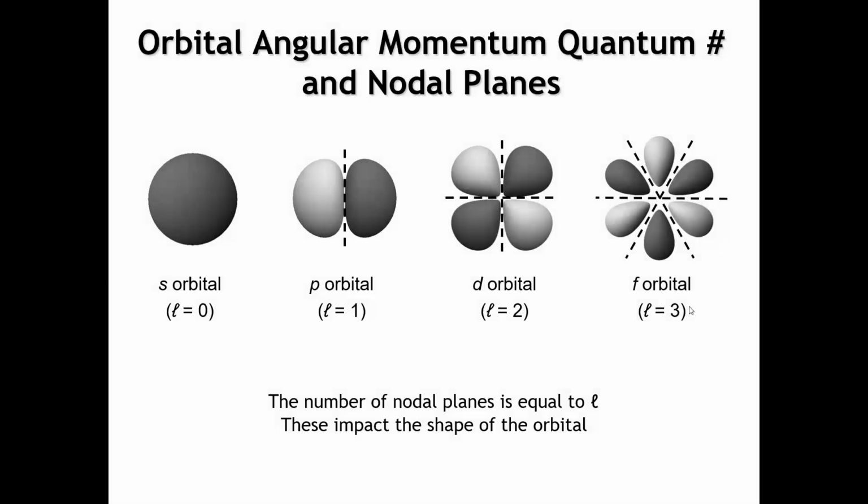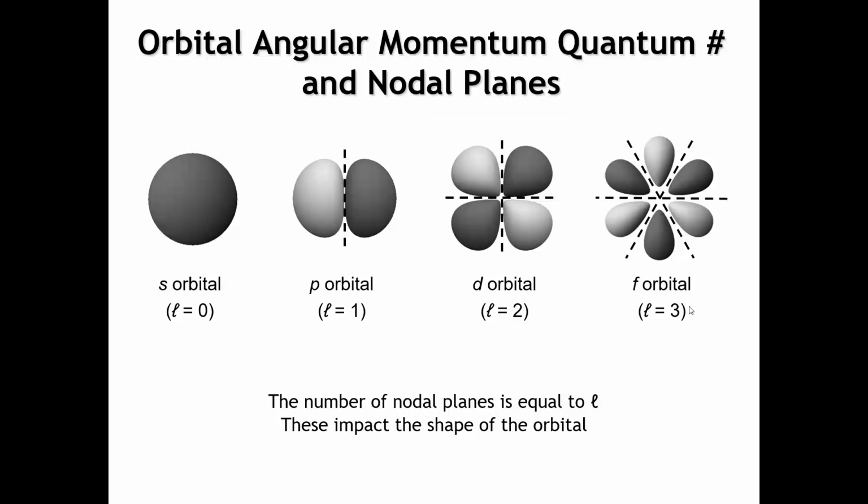Now, not all of the orbitals are s orbitals. When you go to a p orbital, the value of L is 1, and there is a plane that cuts through the orbital where the value of the wave function goes to 0. We call that a nodal plane. So a p orbital has 1 nodal plane and therefore 2 lobes. For a d orbital, we have 2 nodal planes, and therefore a 4-lobed shape. The shading here represents the sign of the wave function, positive or negative.